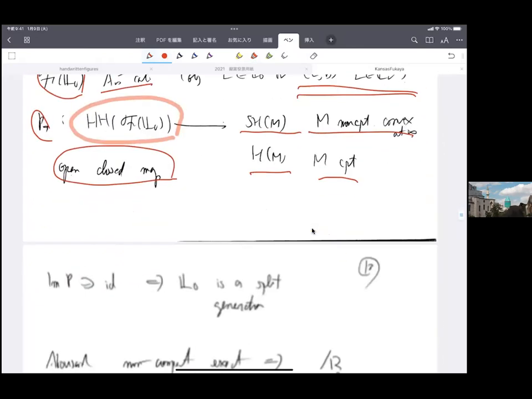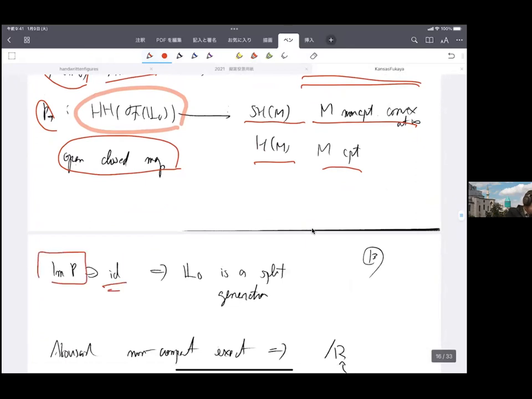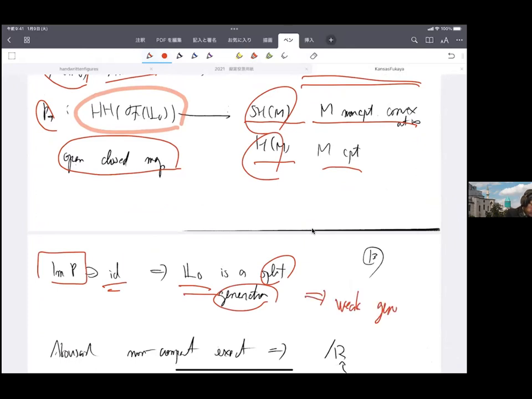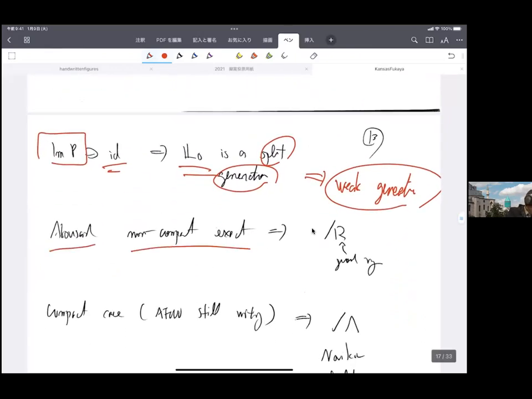The theorem says if the image of this open closed map contains the identity, then this L0 is the so-called split generator. A split generator actually means weak generator. So if the image of this open closed map contains the identity or unit, then it is a generator. And Abouzaid proved it in a non-compact and exact case.